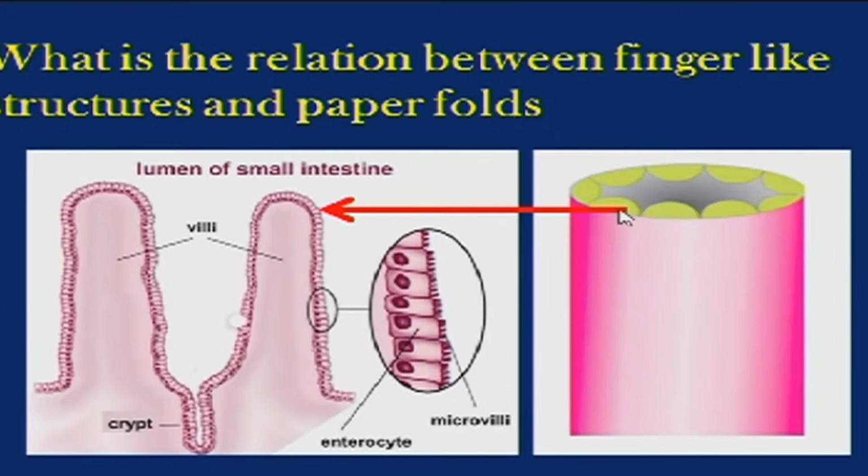Now these foldings resemble the finger-like structures that are present in the wall of the intestine, which are called villi, and on the surface of these villi they contain microvilli, which increase the area of absorption.